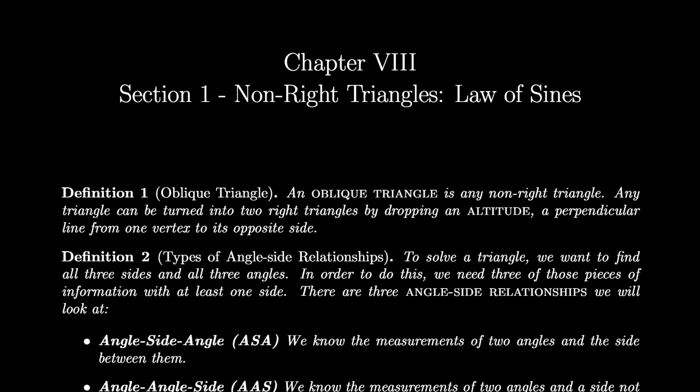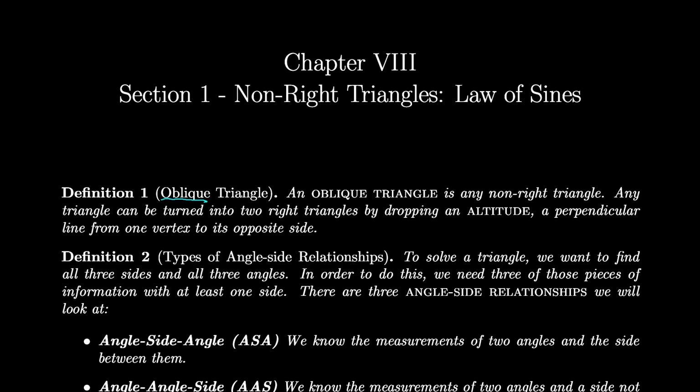Let's talk about 8.1, the law of sines. This first definition deals with the concept of an oblique triangle, which of course you've heard of before. An oblique triangle is any non-right triangle. Any triangle can be turned into two right triangles by dropping an altitude, which is a perpendicular line from one vertex to its opposite side.